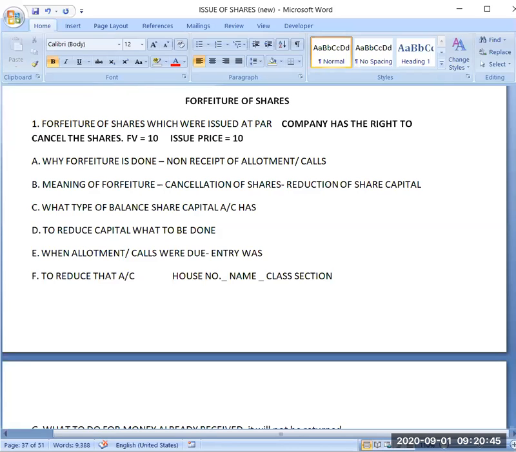Now the first question is, what type of balance does the share capital account have? Debit balance or credit balance? What type of balance does the share capital account have? Yes, very good. Okay, very good. Many students are not answering.